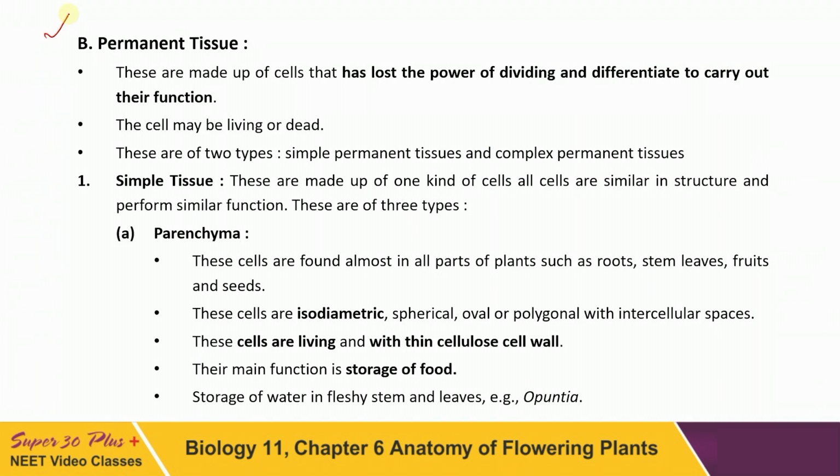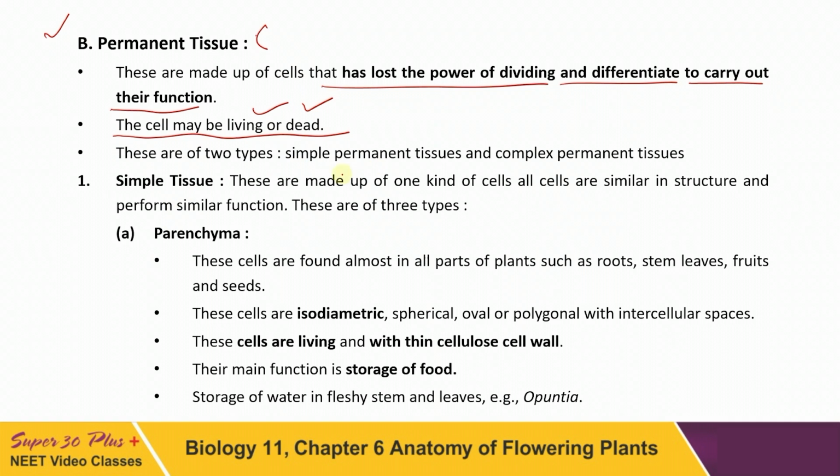We have to see now that permanent tissue has lost the power of division because it has differentiated. They have to carry out different functions. That's why they have a permanent shape. The cells may be living or dead. Important question: permanent tissue may be living or it may be dead.